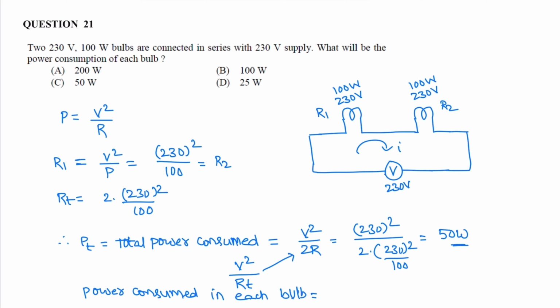It is 50 watt by 2, 25 watt. The power consumed by each bulb is 25 watt and total power consumption is 50 watt. Now as per the question, the correct option is D.